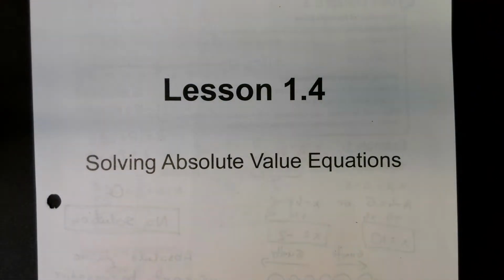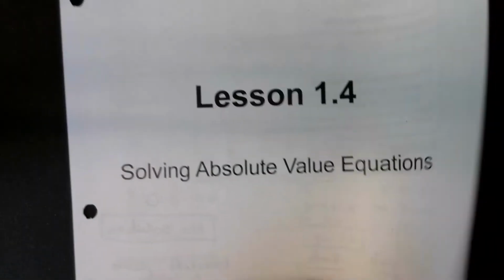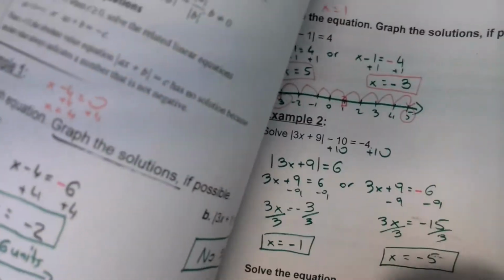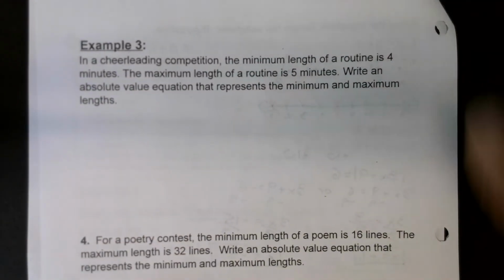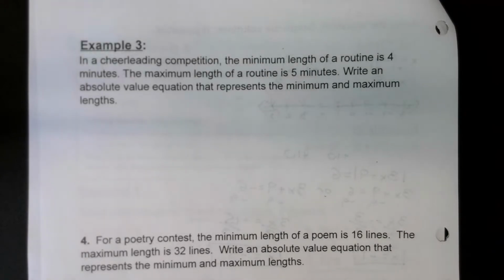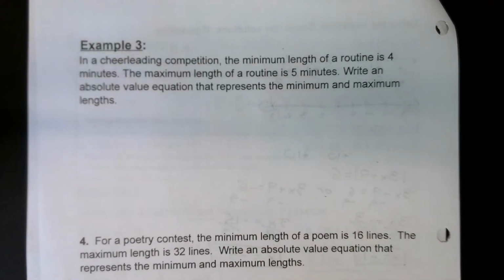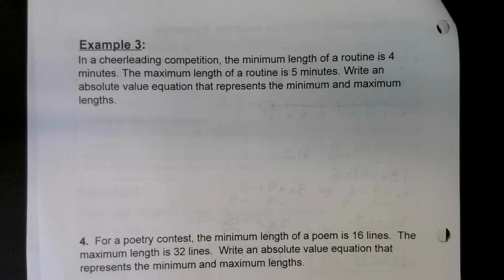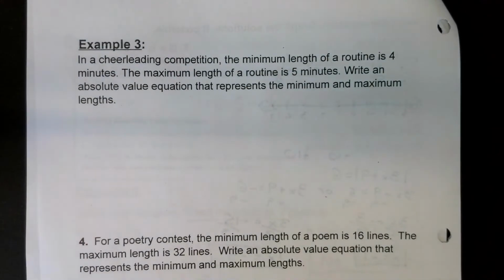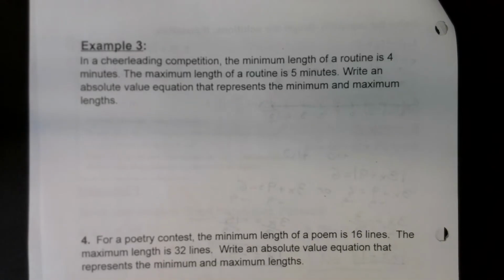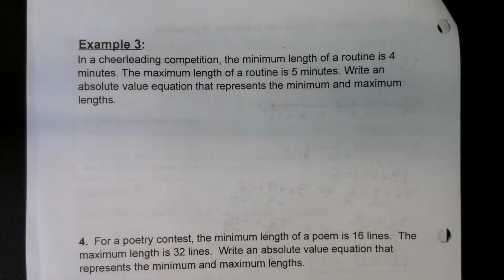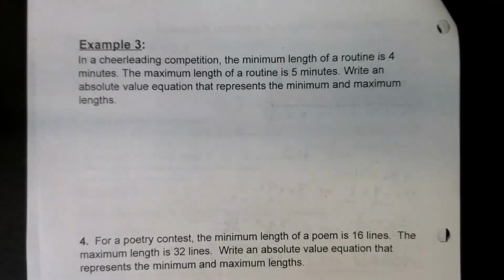All right, so part 2, lesson or example number 3. So let's jump over to this example. It says, in a cheerleading competition, the minimum length of a routine is 4 minutes. The maximum is 5 minutes. Write an absolute value equation that represents the minimum and the maximum length.